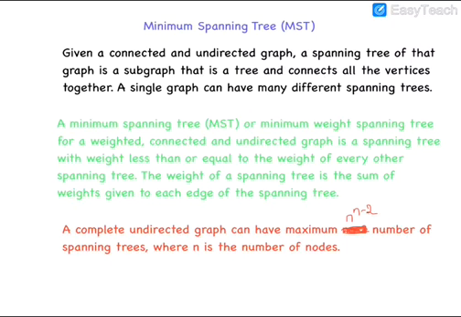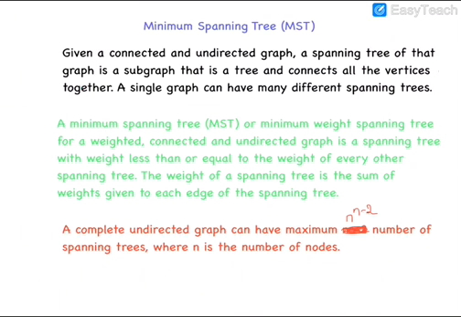Hi friends, in this video we will be discussing the minimum spanning tree and Kruskal's algorithm for finding a minimum spanning tree. So what is a spanning tree? A spanning tree in a given connected and undirected graph is a subgraph that is a tree and connects all the vertices together. That is, whenever a connected and undirected graph is given, we will be constructing a subgraph which is a tree which contains all the vertices in the graph together.